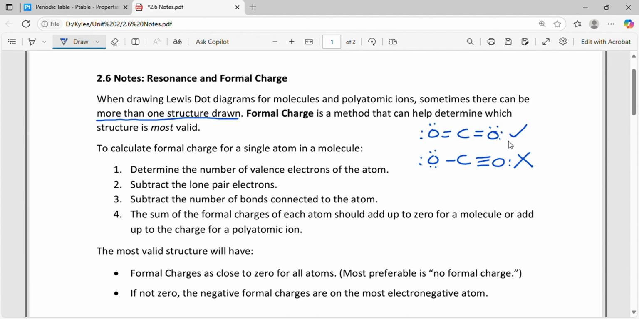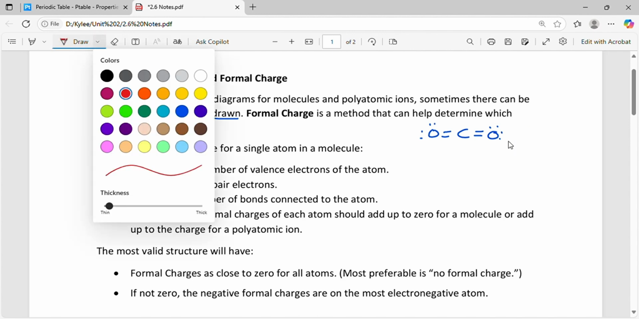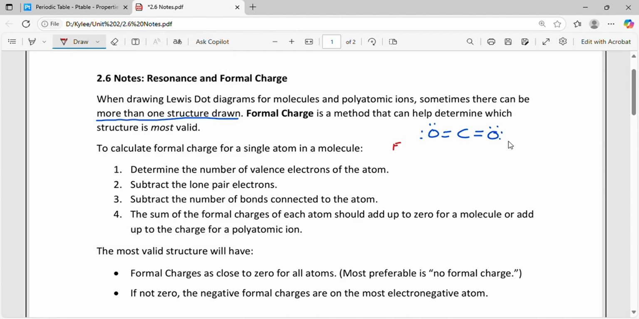So if I was going to do my formal charges for this first structure, and remember we do one for every single atom that's here, I'm going to do a formal charge for this oxygen. This oxygen has 6 valence electrons. I subtract 4 lone pair electrons. And then I'm going to subtract 2 because that's how many bonds there are there. So the formal charge on that oxygen is 0.